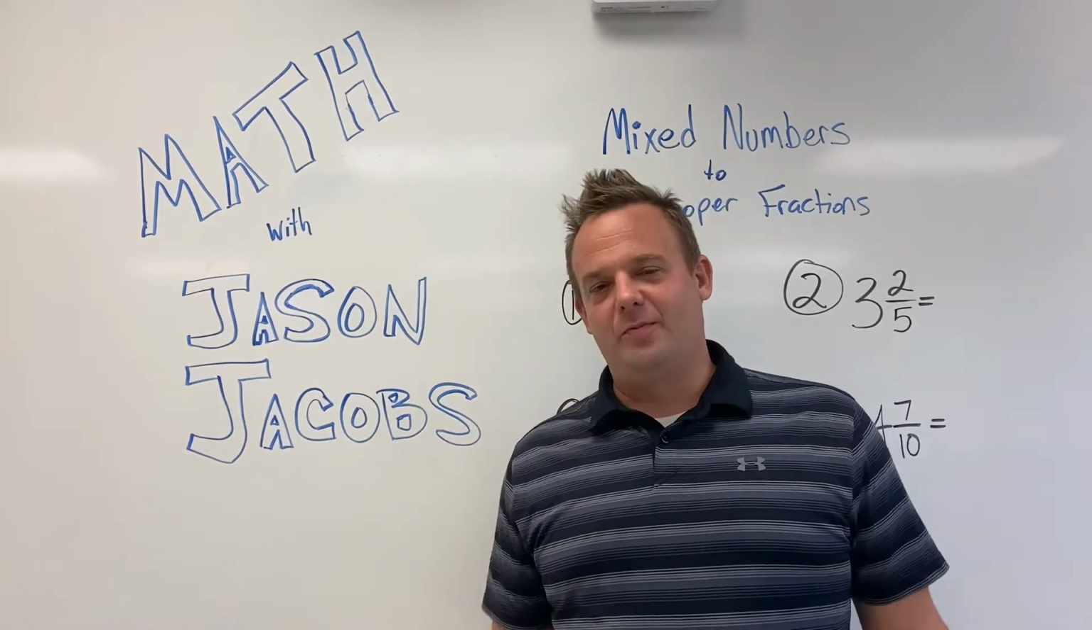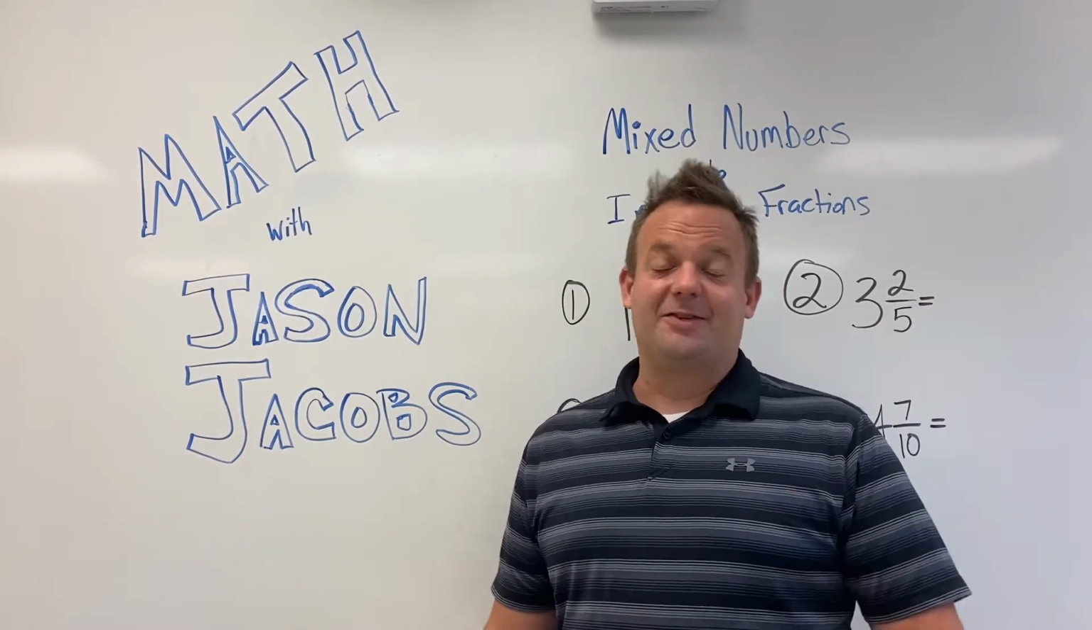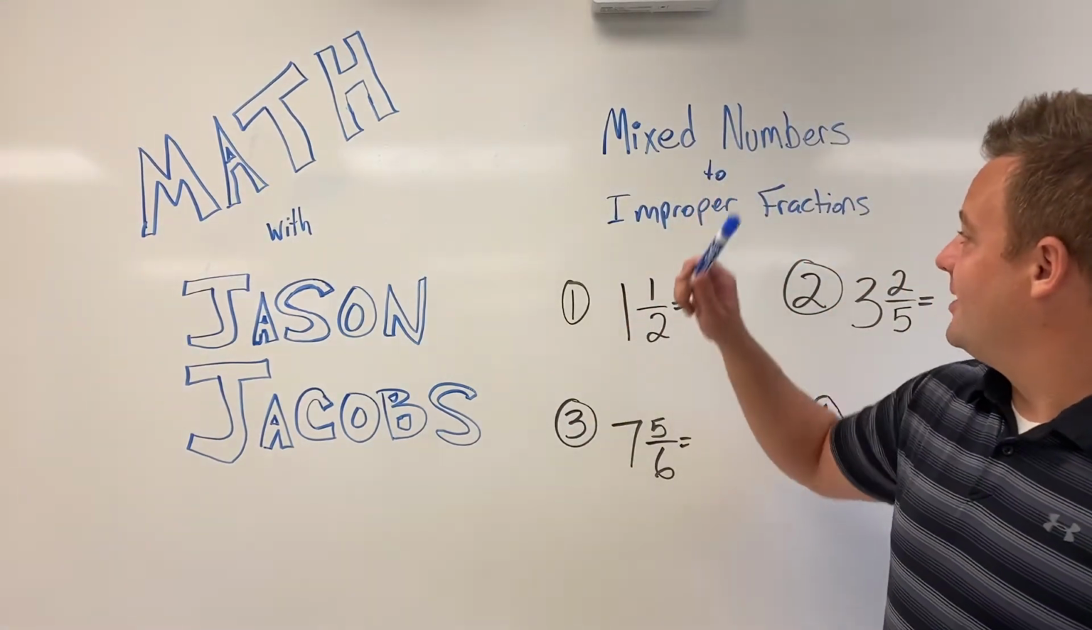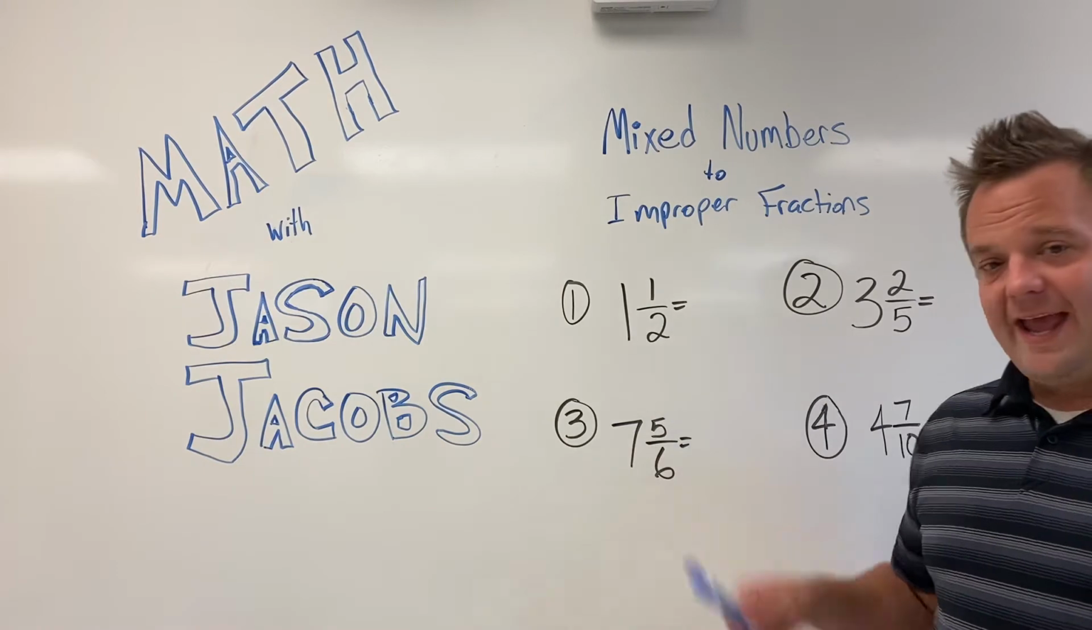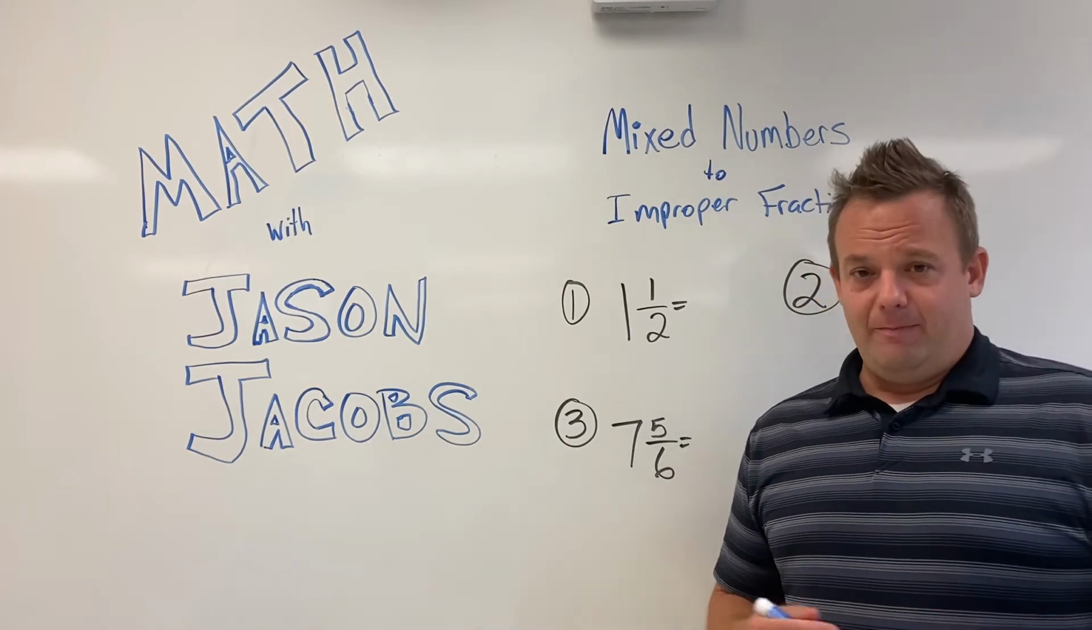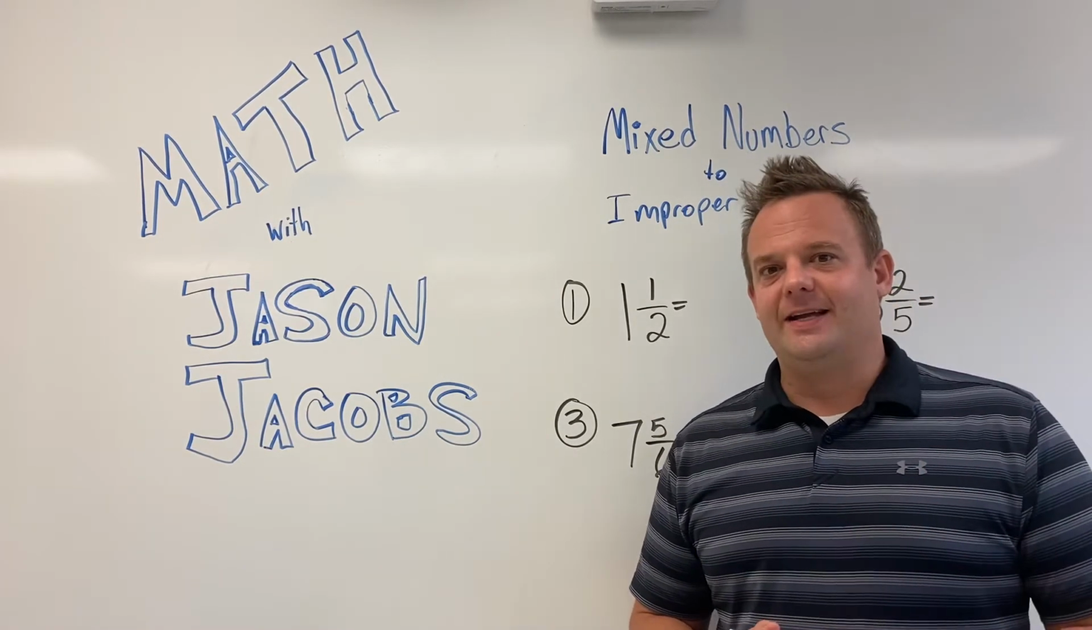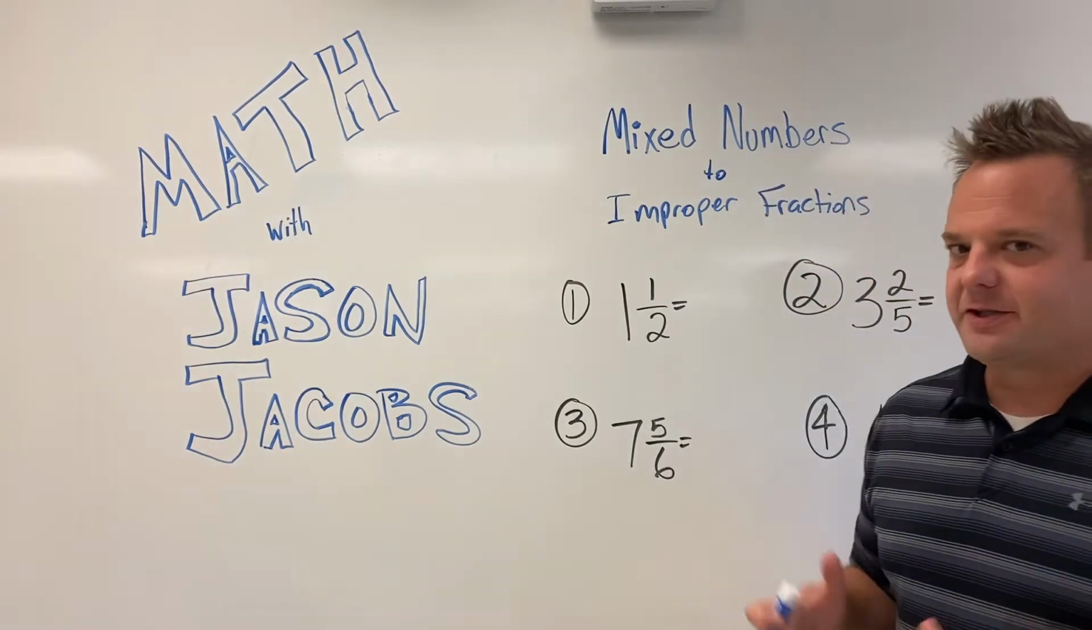Mixed numbers into improper fractions. Hey, that's what we're going to be learning today, how to convert mixed numbers to improper fractions. Here's a mixed number, 1 1/2, and we're going to convert that to an improper fraction. And I'm going to tell you why in just a little bit. But first, let's make sure we know how to do it.